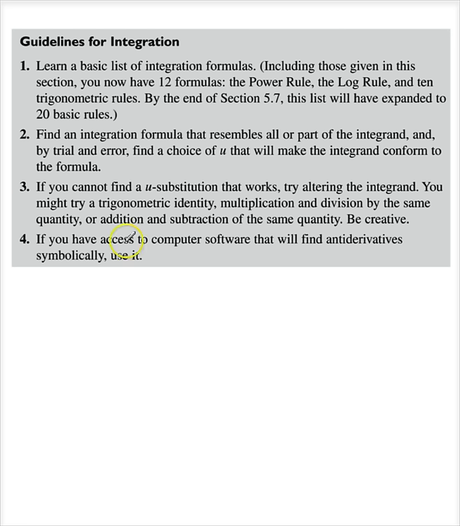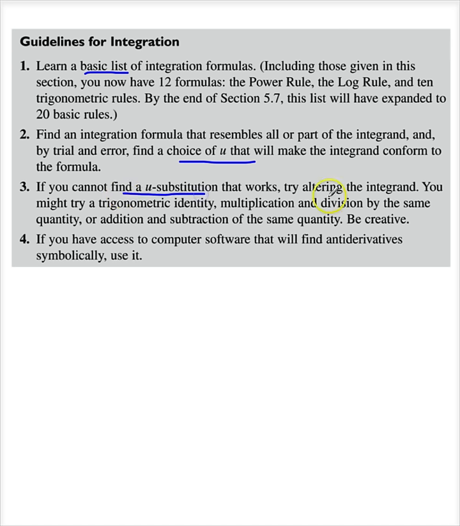Now, there are general guidelines for finding integrals using logs. First, you just need to know the basic list of integrations. Look at the front of your book. You really need to know those at this point. And then you'll find a formula that resembles all or part of your integrand, and then find a choice of u that makes your integrand conform to the formula.